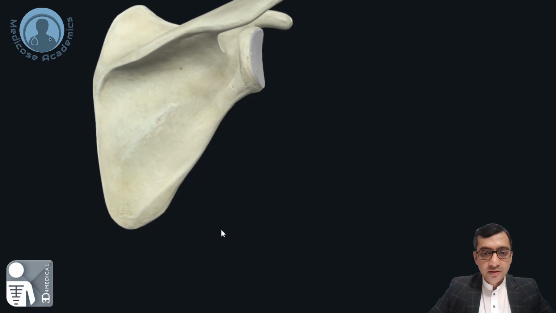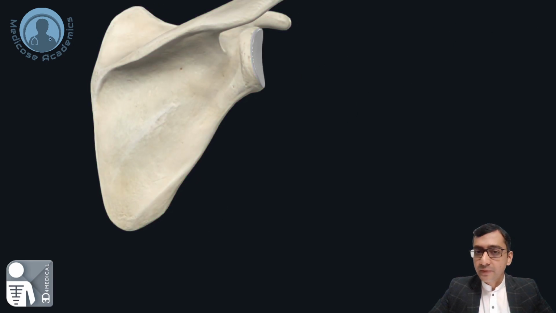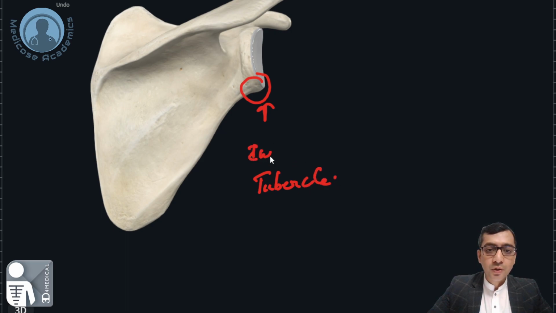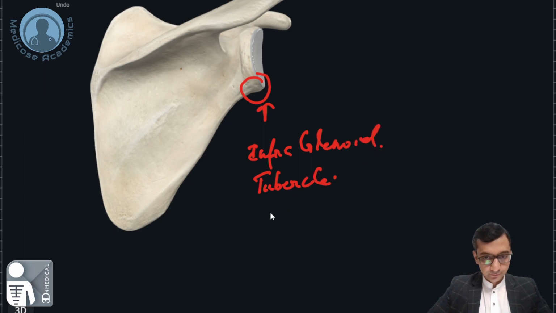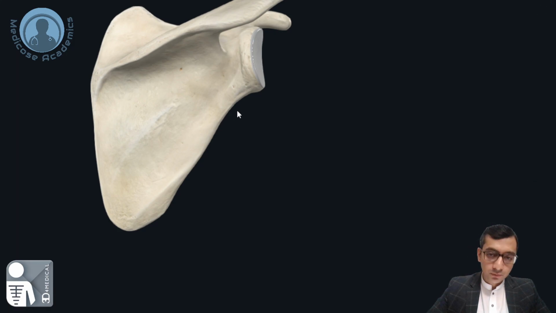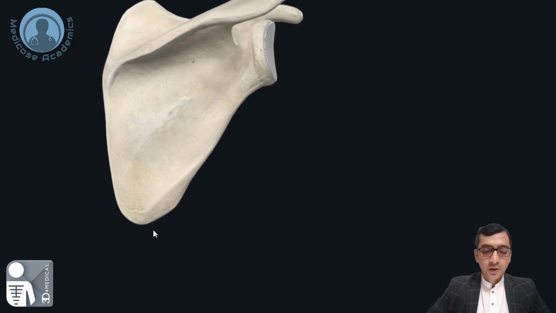This part just before the glenoid cavity, you can see it's a little prominent. This part is a raised area, so it is called a tubercle, and it is below the glenoid cavity, so it is called infraglenoid tubercle. So this is the infraglenoid tubercle. So this is the lateral border. It runs between the glenoid cavity or infraglenoid tubercle to the inferior angle.